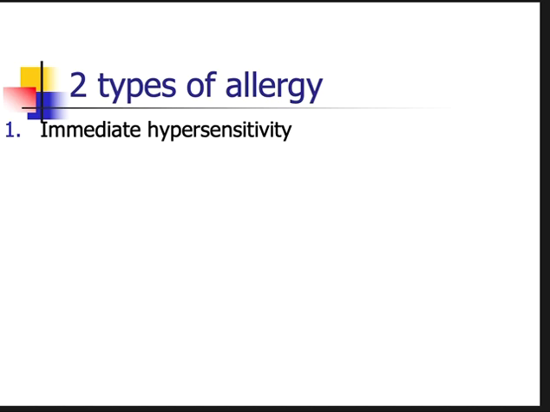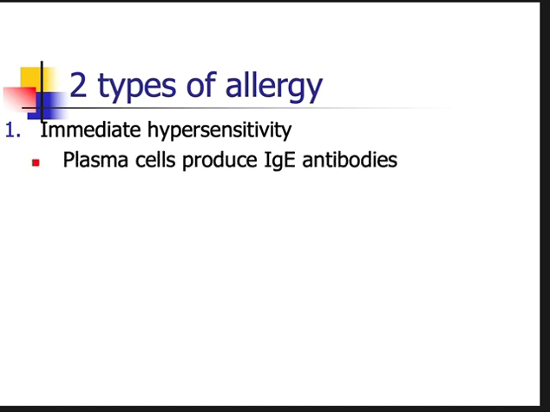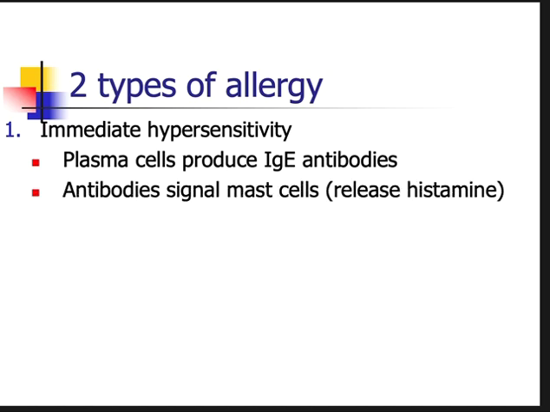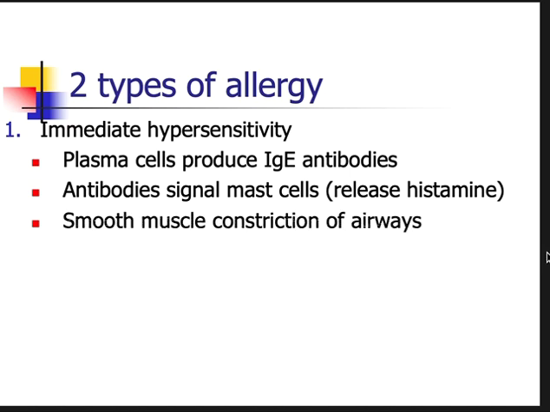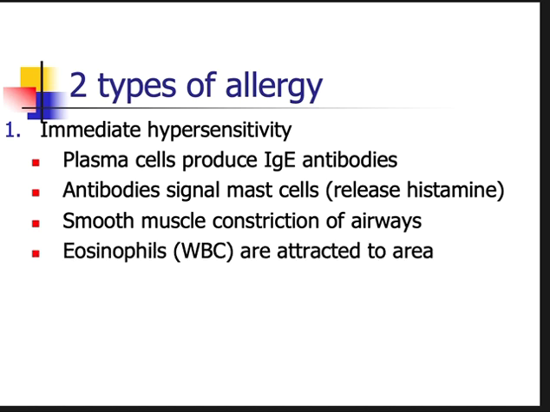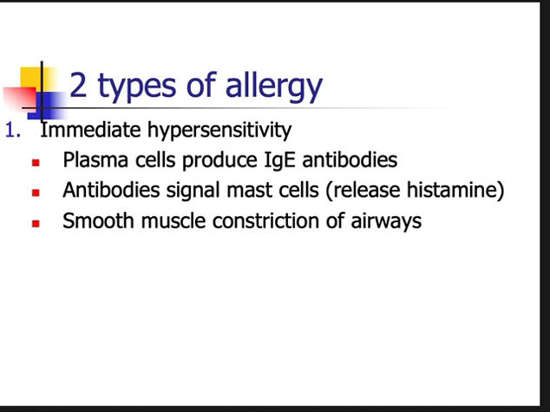Okay, 2 types of allergies. Immediate hypersensitivity: plasma cells that produce IgE antibodies. Antibodies signal mast cells and release histamine. Smooth muscle constriction of airways can occur. And if that happens, that's anaphylactic. It can lead to anaphylactic shock, and then you would need an EpiPen, right? Other people have the release of histamine, and it just causes normal allergies, like I talked about, sneezy, itchy, right?